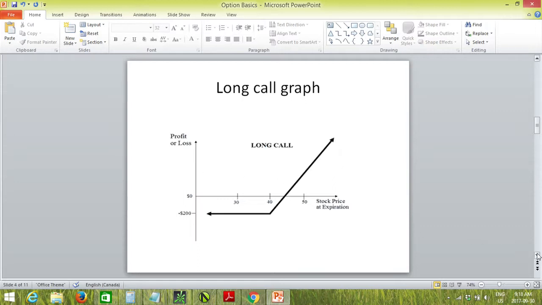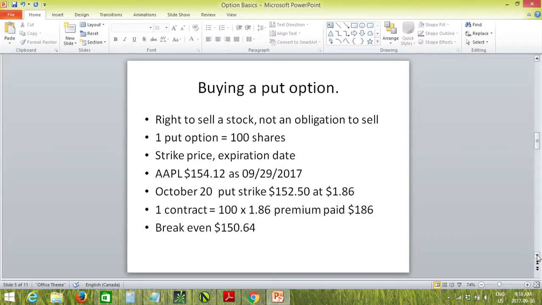Okay. So let's look at the other side of the trade here. If you're buying a put option, same thing, a put option equals 100 shares. Same thing, you have to have a strike price and expiration date. But with a put option, of course, you're betting on the stock going down.